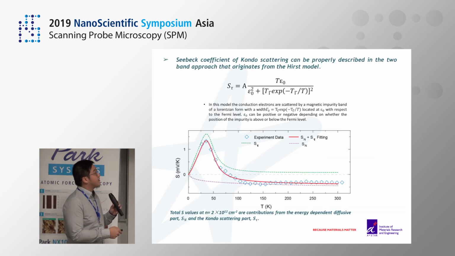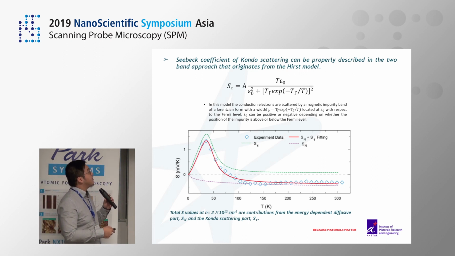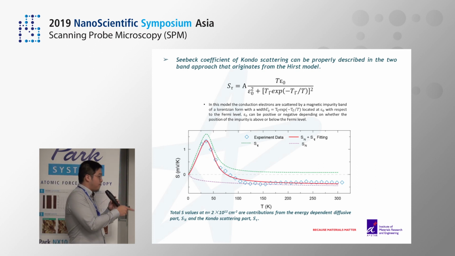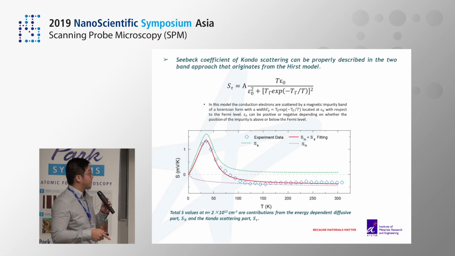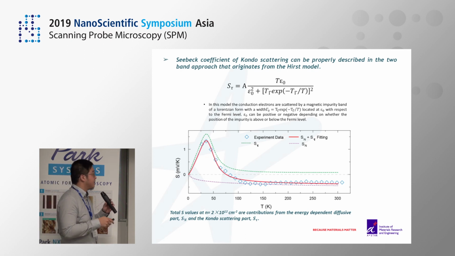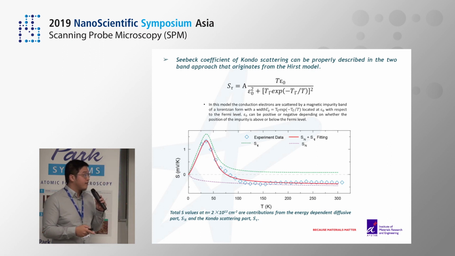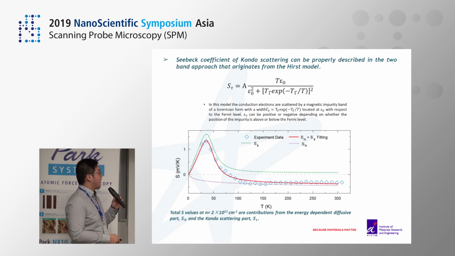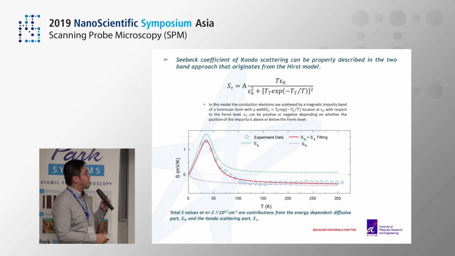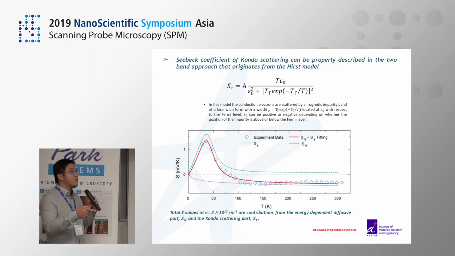And the resonant scattering in the Seebeck coefficient can actually be described very well by this two-band Hubbard model. Here, epsilon 0 is the distance between your magnetic band and the Fermi energy. Gamma here is the bandwidth of your magnetic state. So the Seebeck can easily be fitted from the linear Boltzmann equation, and we find it shows very nice fitting of our experimental data.